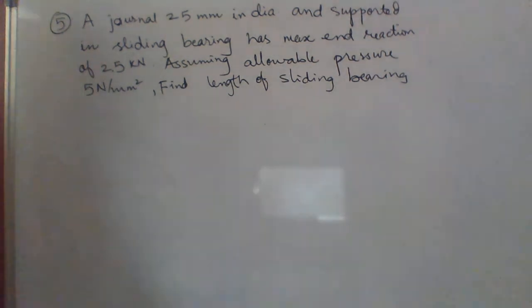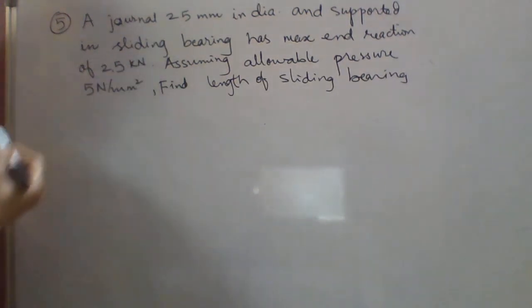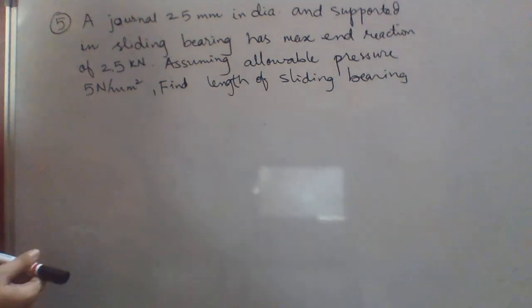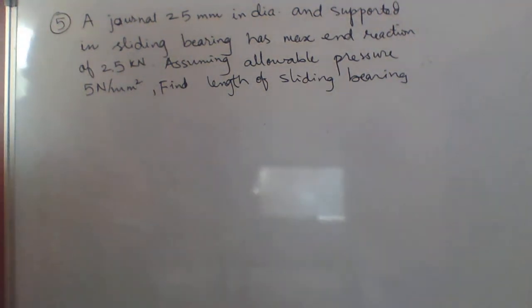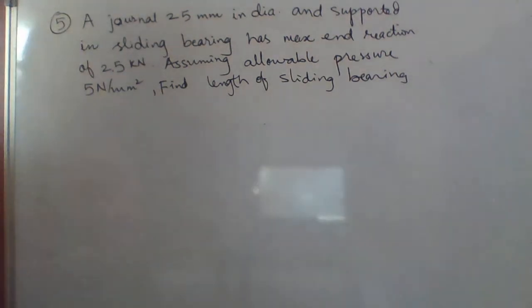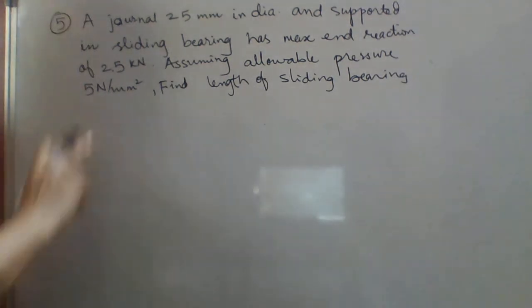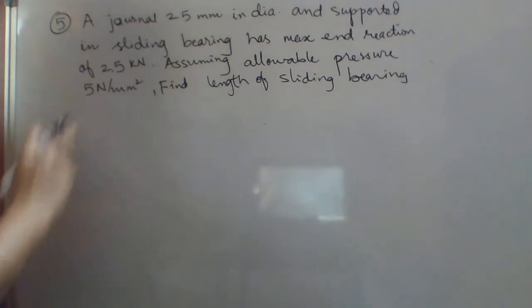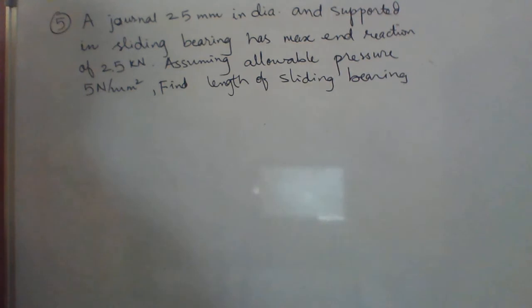So this is the question. A journal 25 millimeter in diameter and supported in sliding bearing. Journal you can consider like a shaft, has maximum end reactions of 2.5 kilonewton. Now end reaction is given, but with the help of unit we can easily recognize this is the load, the force acting on the support and the shaft. So assuming allowable pressure is given 5 Newton per millimeter square. Since there is a shaft and the bearing, this will obviously be the bearing pressure. Find the length of sliding bearing.